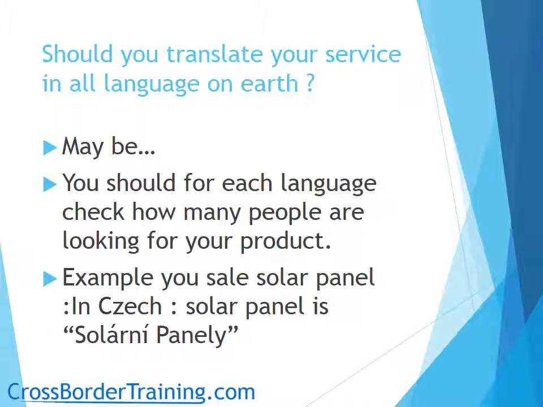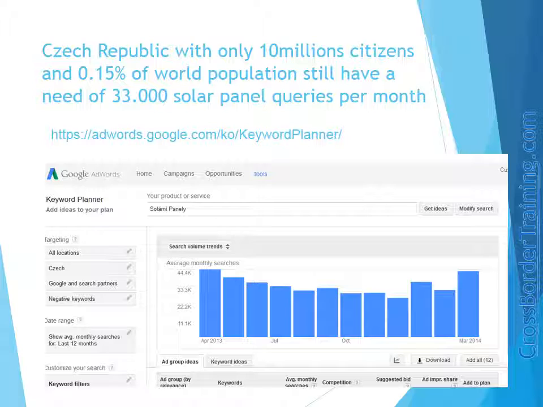So you should check for each main language, for the 100 biggest languages on earth, if there is or not some market, and if there is a market, yes, you should do it. I will show you on the next slide how to check if there is a market or not. Here we took the keyword solar panel in Czech, which is solarni panely. It's the Czech word for solar panel.